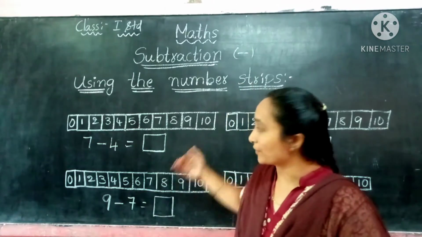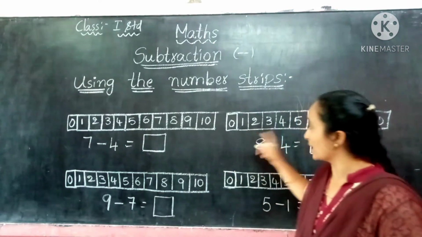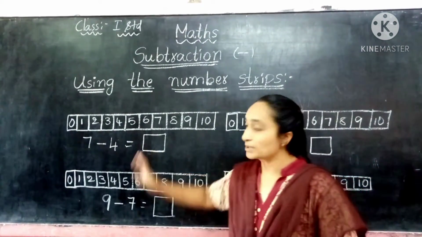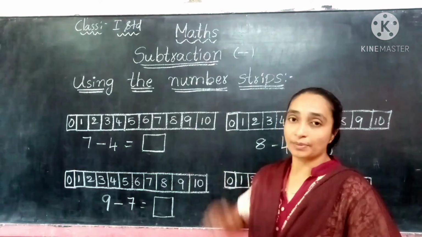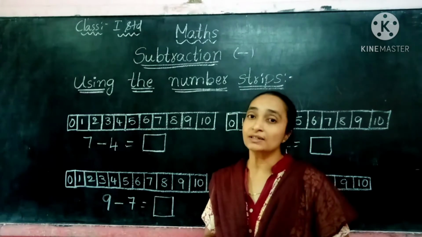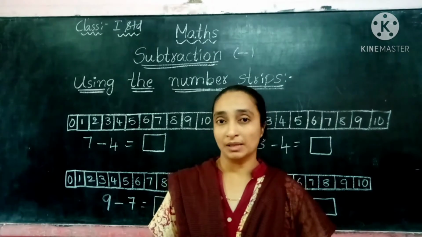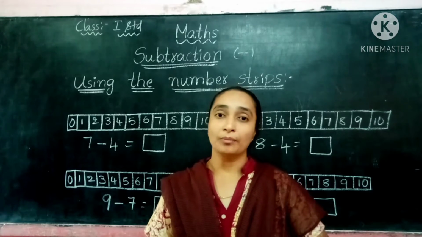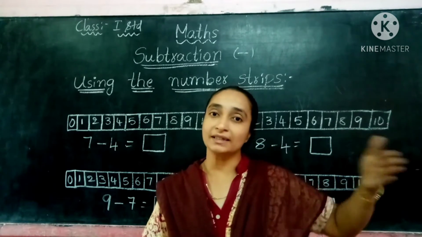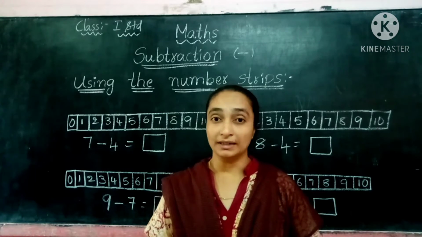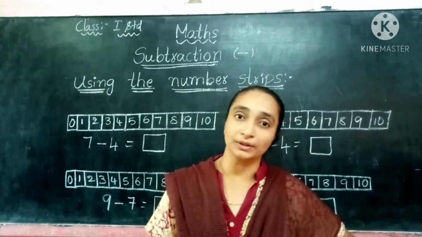Here I have drawn the number strips, children, on the board. From 0 to 10 numbers I have drawn, and two numbers are already given. Now we have to do the subtractions. Children, in additions, how do we do the additions on the number strips? By moving the numbers forward. That is in addition. But in subtractions, we have to come backwards, not forward.